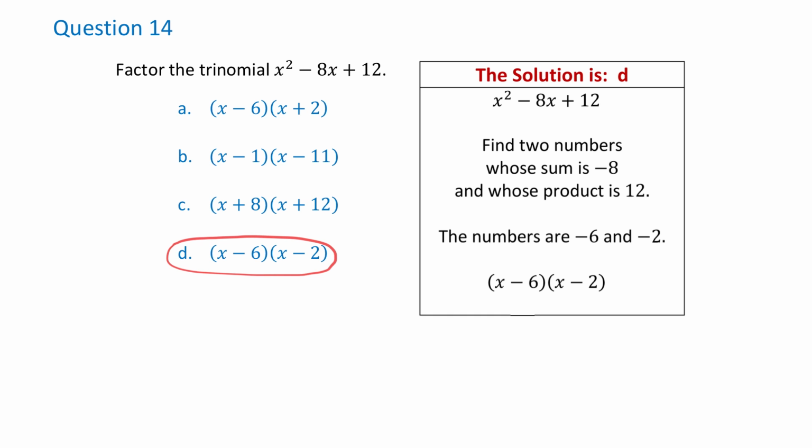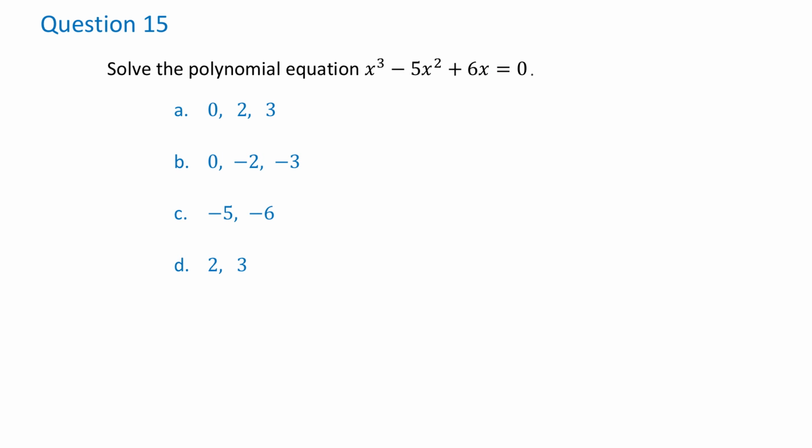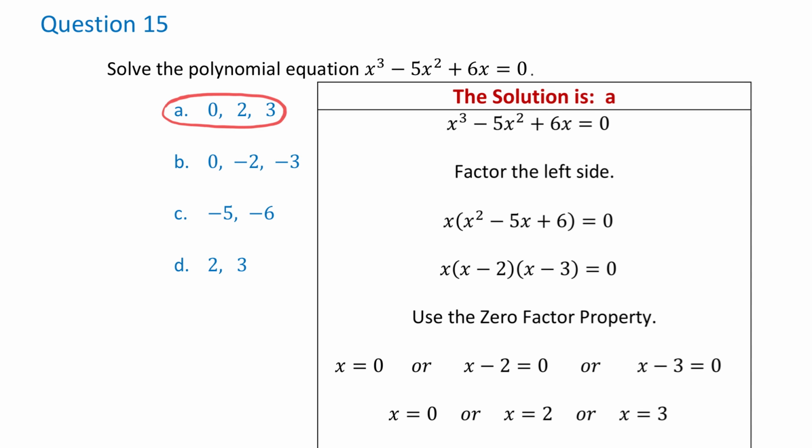Next, we will continue with question 15. In this question, solve the polynomial equation x cubed minus 5x squared plus 6x equals 0. Please pause the video and find the solution. And now let's see the correct answer. The correct answer is A. In this equation, we factor the left side by factoring out x. Then we factor the trinomial inside the parentheses x squared minus 5x plus 6 as a product of x minus 2 and x minus 3.